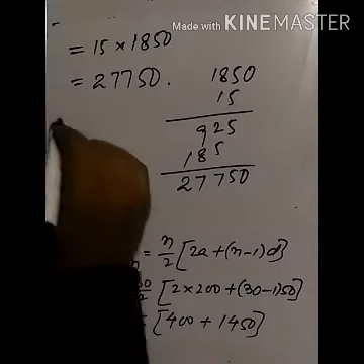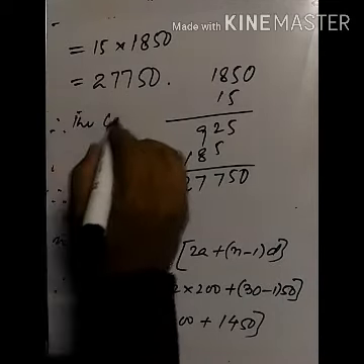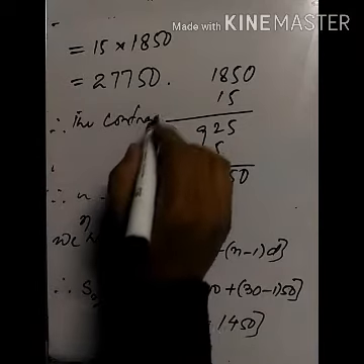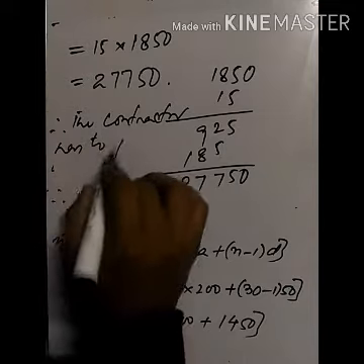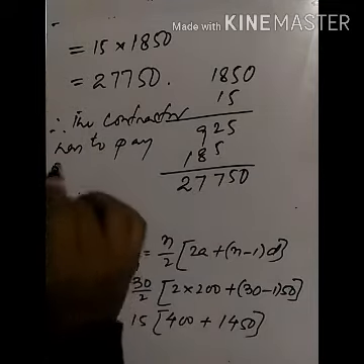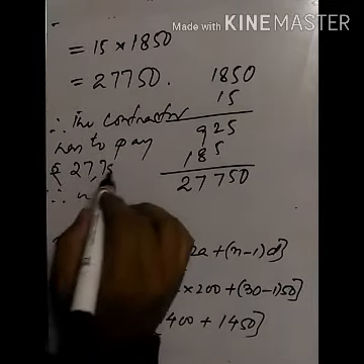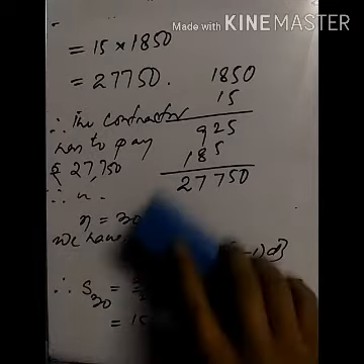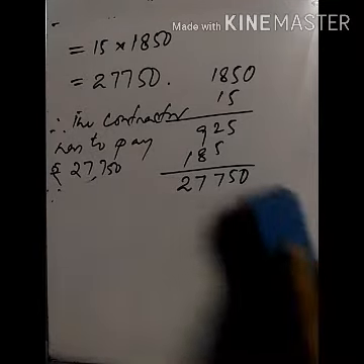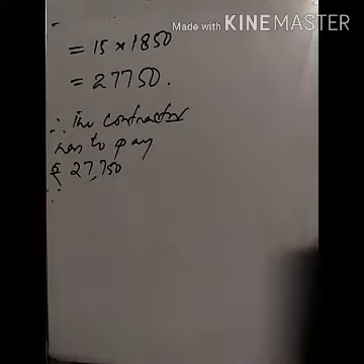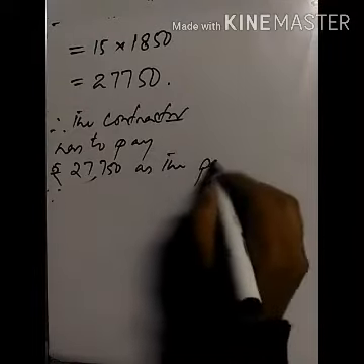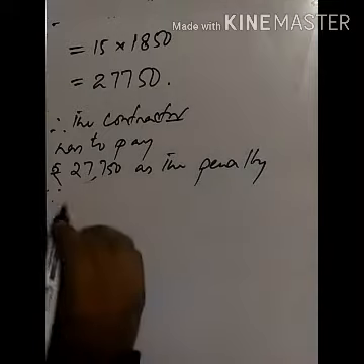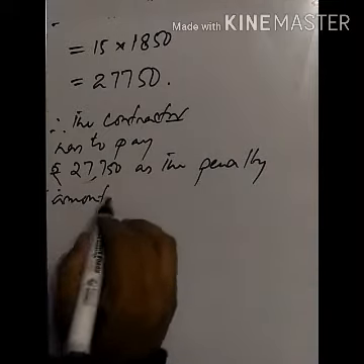That means, therefore, the contractor has to pay rupees 27,750 as the penalty amount.